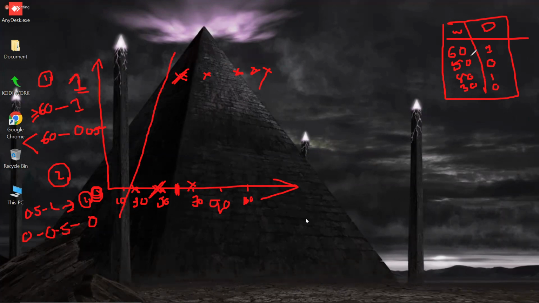The first one, patient weight equal to 60. So 60 means 1 or 0? Definitely look at the condition. 0.5 to 1, it would be 1. Now 50, what is 50? It would be 0, because this part is 0 and this part is 1. That's what we call the threshold point.